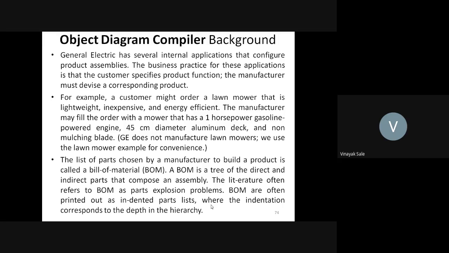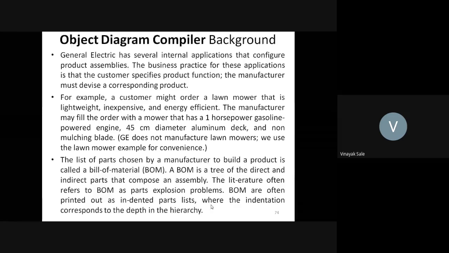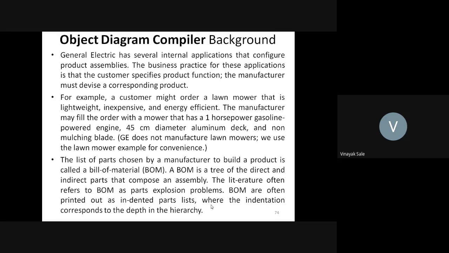For example, a customer might order a lawn mower that is lightweight, inexpensive, and energy efficient. The manufacturer may fill the order with a mower that has a 1 horsepower, that is 1 HP, gasoline powered engine, 45 centimeter diameter aluminum deck, and non mulching blade. These are the requirements for production of the lawn mower.